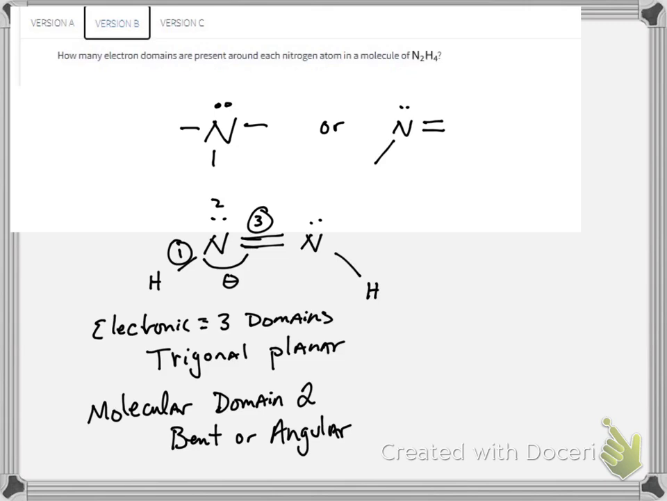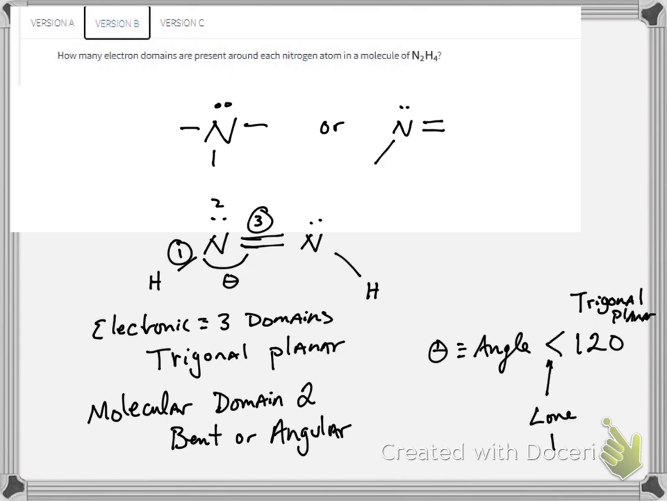If we wanted to report the angle, this would be the angle here. Since it's trigonal planar, we think of it as 120 degrees. But because of the lone pair that's involved, it's less than 120, and that is due to the additional electron-electron repulsions that force the angle down, so it makes the angle smaller.